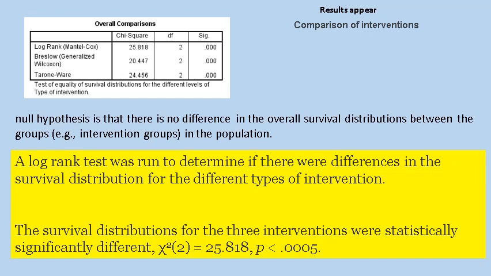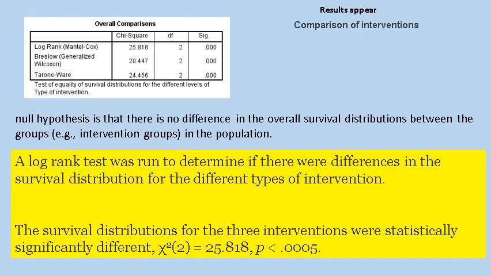Now we can see how the result can be expressed in a publication or in the report. Null hypothesis. What is the null hypothesis in this research? The null hypothesis is that there is no difference in the overall survival distributions between the groups, that is, between the intervention groups in the population. That is the null hypothesis. There is no difference in overall survival distributions between the 3 intervention groups in the population.